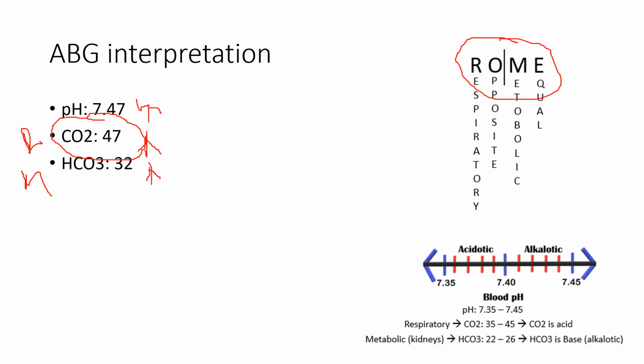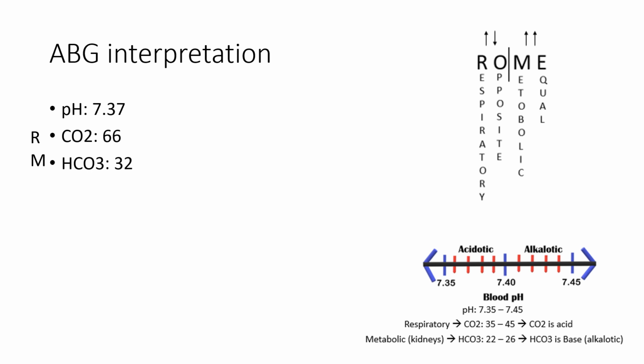This can be due to vomiting, continuous GI suctioning or NG suctioning. Those are two reasons that this could be. All right, let's keep it going. For this ABG, we have a pH of 7.37, and that is normal.